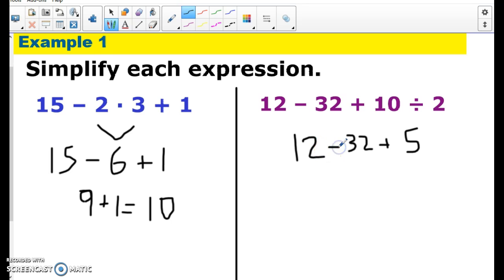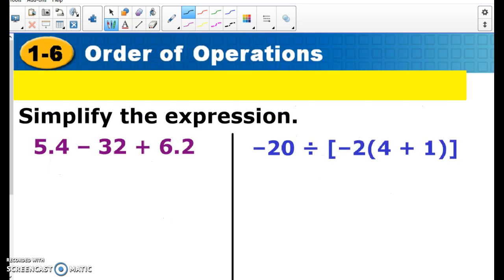So now I have 12 minus 32 plus 5. Again, going left to right now, so I end up with a negative 20 plus 5, which is going to give me a negative 15. Working back to what we did a couple sections ago, 12 minus 32 is going to give me a negative 20. Doesn't matter if there are decimals involved, they all mean the same thing.